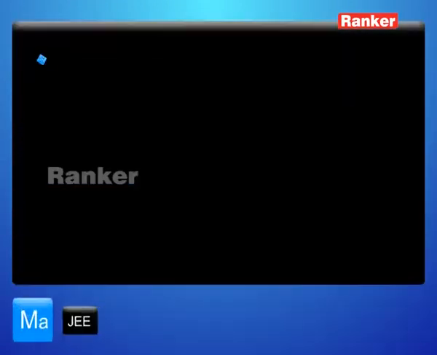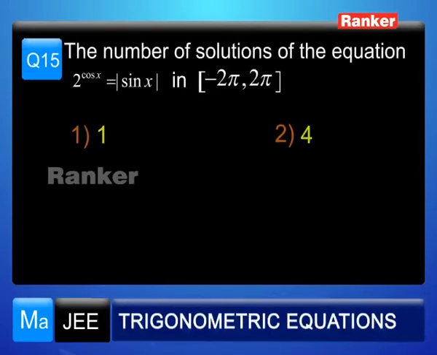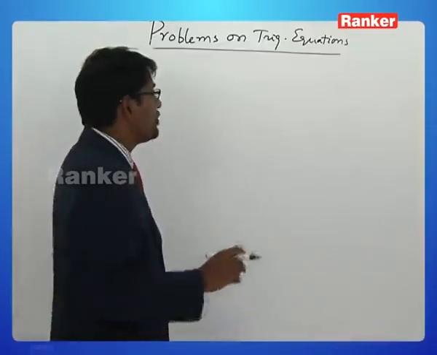Let's move to the next question. The number of solutions of the equation 2 power cos x is equal to mod sin x in the interval minus 2 pi to 2 pi closed is: first option 1, second option 4, third option 3 and fourth option 2.